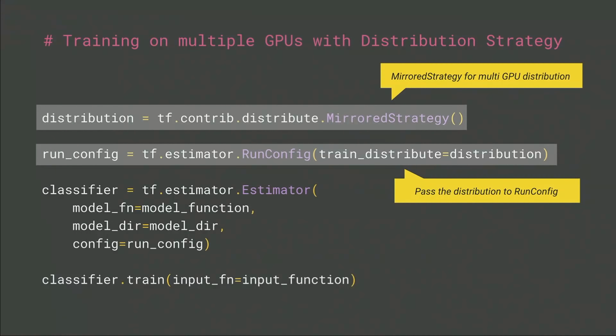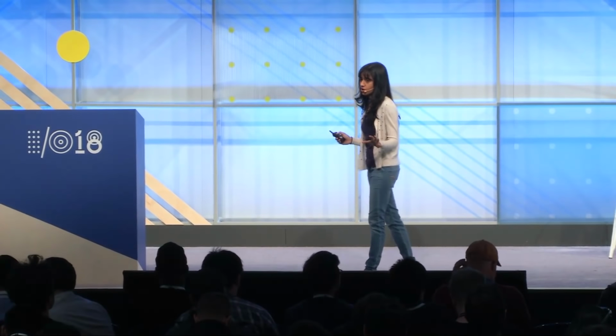MirroredStrategy is a type of distribution strategy API that I just mentioned. With this API, you don't need to make any changes to your model function, or your input function, or your training loop. You don't even need to specify your devices. If you want to run on all available devices, it will automatically detect that and run your training on all available GPUs. So that's it. Those are all the code changes you need. This API is available in tf-contrib now, and you can try it out today.